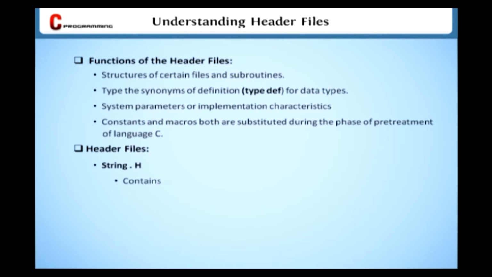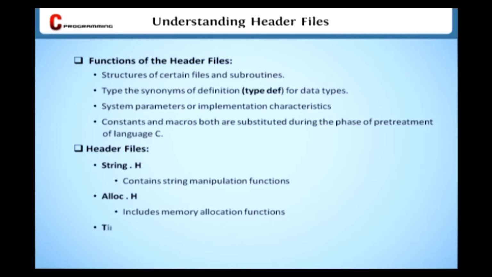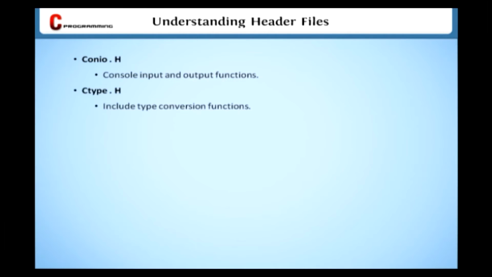string.h. This file contains the functions which are related to string manipulations. alloc.h. It has the functions which are related to memory allocation. time.h. This header file consists of time-related functions. conio.h. The conio.h has console or monitor input-output functions. ctype.h. It includes the functions which are related to conversion.